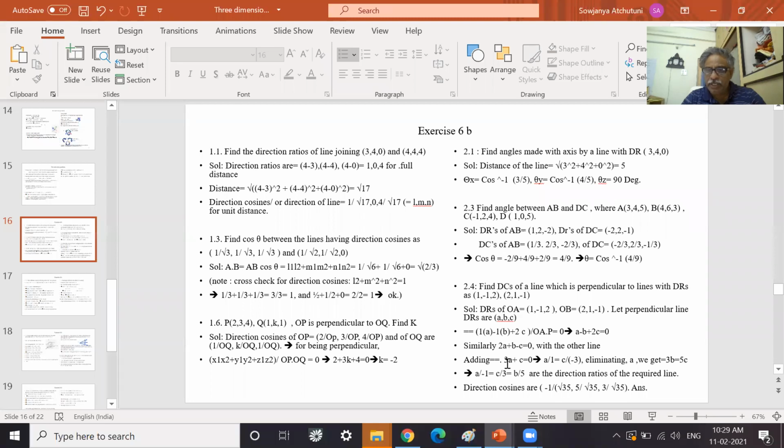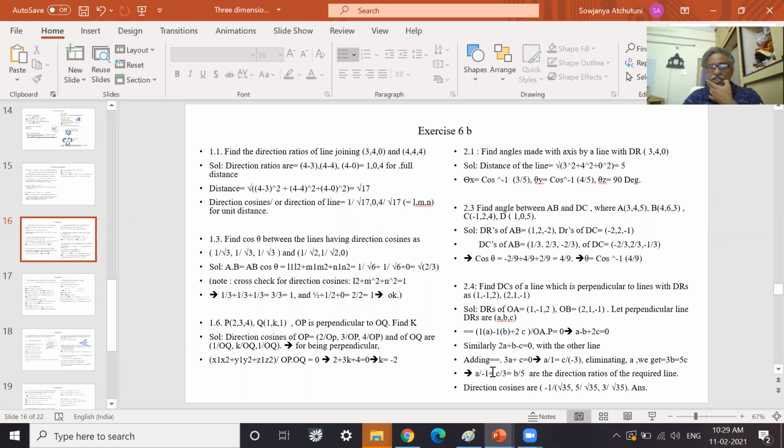We get their relations. We get A by 1 is equal to C by minus 3, and we get C by 3 is equal to B by 5. So when we compare it, we get A by minus 1 is equal to C by 3 is equal to B by 5. So if it is equal to say K, then A is equal to minus 1K, C is equal to 3K, B is equal to 5K.